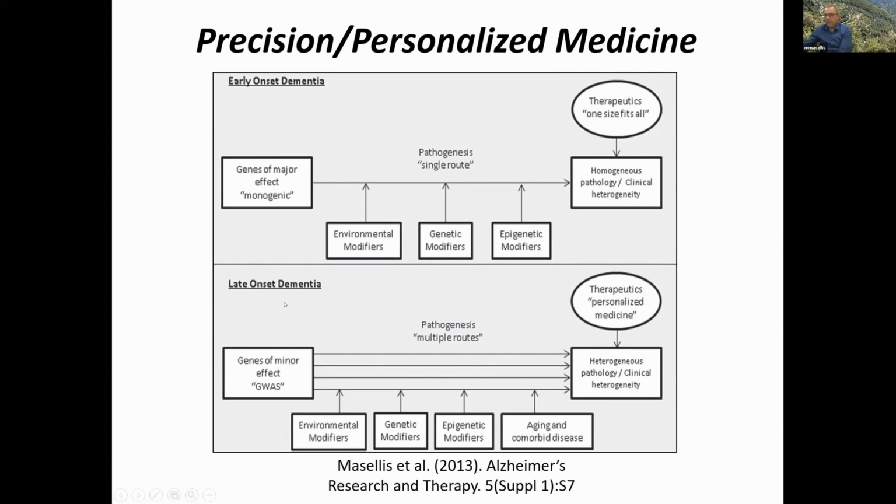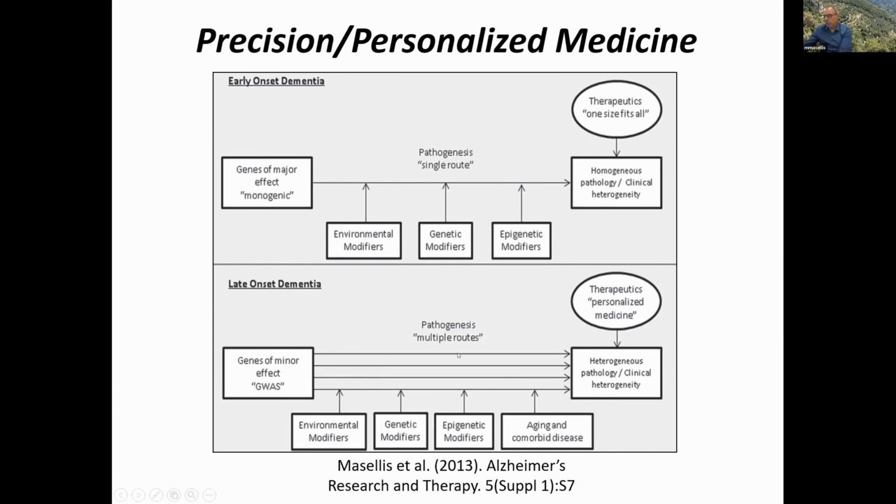As I alluded to, in late onset forms of dementia, we don't have genes of major effect. We have several genes of minor effect identified through genome-wide association studies. There may be different combinations of these minor genetic effects, as opposed to one effect in one patient, and different combinations in different patients.